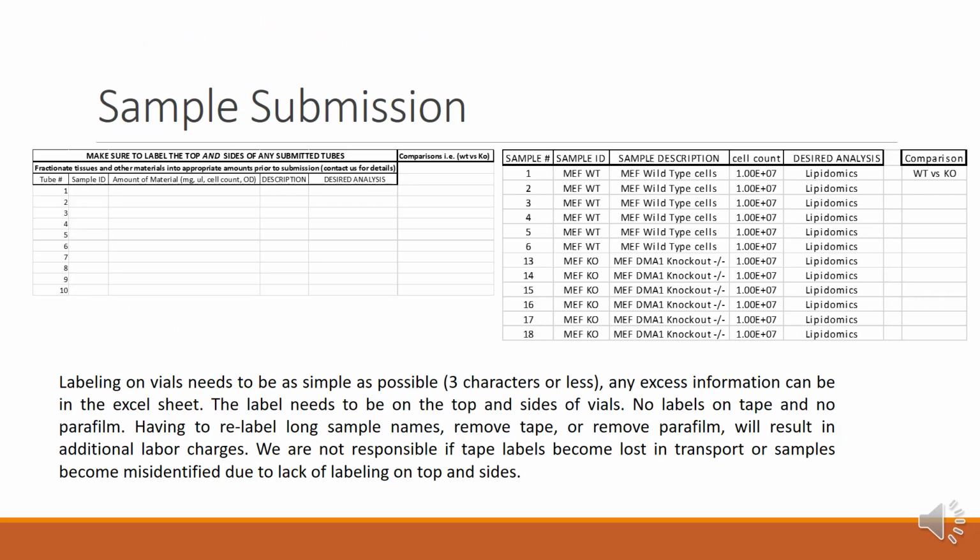The .csv file is used for us to easily keep track of your samples. Please fill it in completely. Labeling on vials needs to be as simple as possible. Really try to use 3 characters or less. Any excess information you can put in the actual Excel spreadsheet. Labeling needs to be on the top and the sides of the vials, and no labels on tape, and don't use paraffin either to seal up your samples.